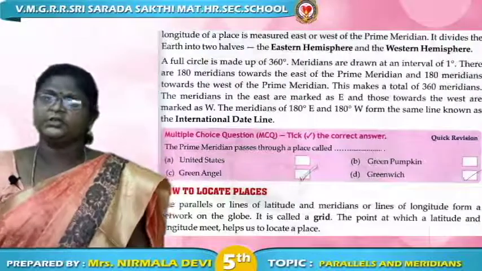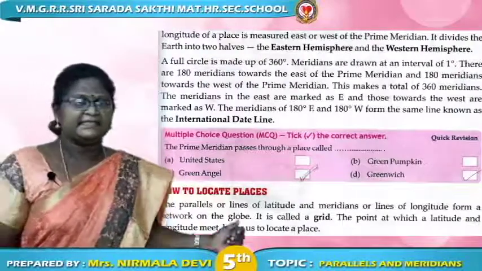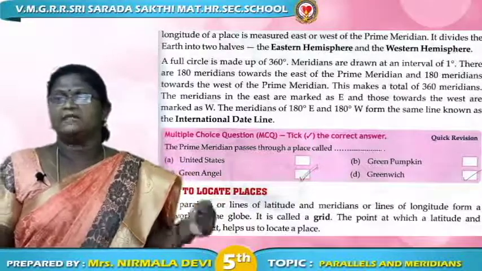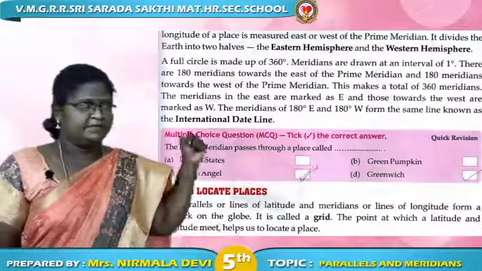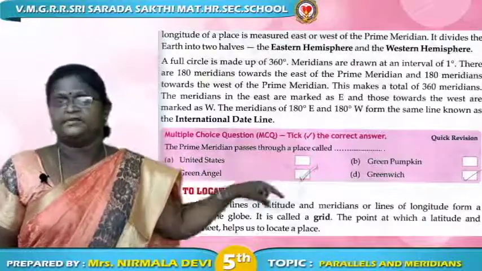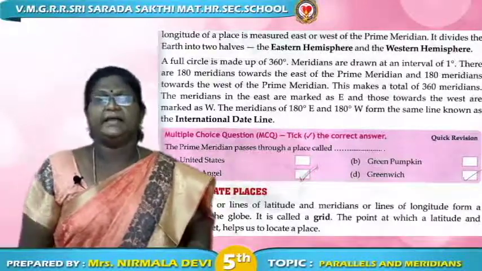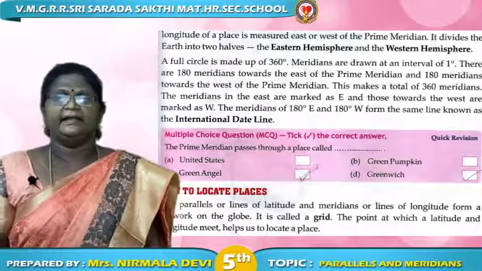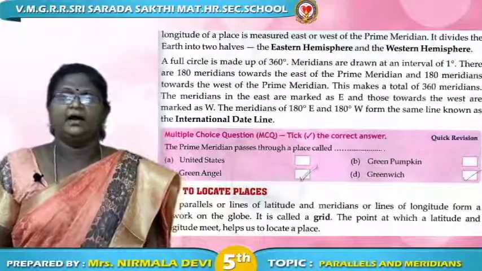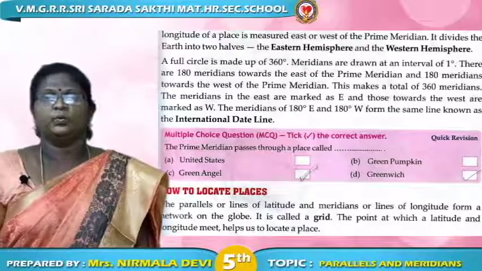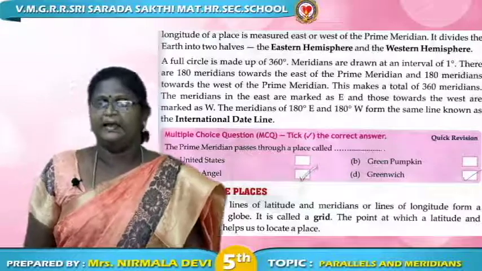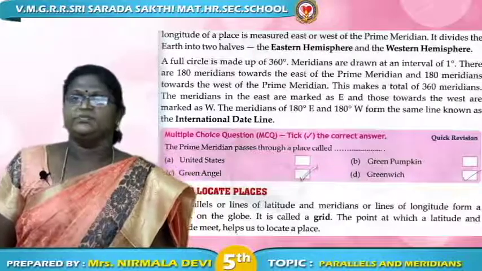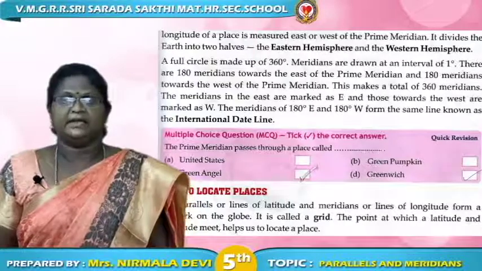The longitude of a place is measured east or west of the prime meridian. It divides the Earth into two equal halves, the Eastern Hemisphere and the Western Hemisphere. A full circle is made of 360 degrees. The meridians are drawn at an interval of 1 degree. There are 180 meridians towards the east of the prime meridian and 180 meridians towards the west of the prime meridian. This makes a total of 360 meridians.